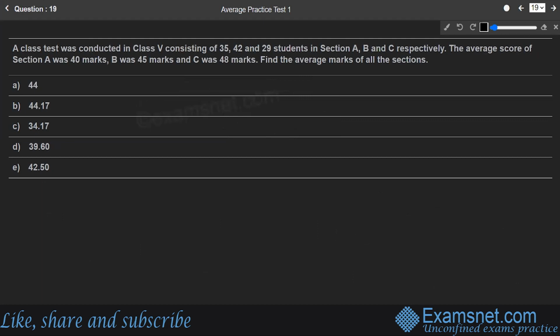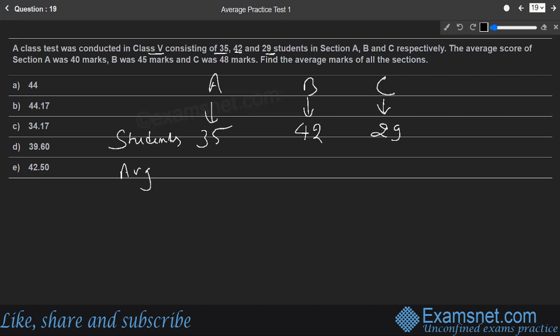In the next one, a class test was conducted in class 5th consisting of 35, 42 and 29 students. In the class test, he is mentioning how many students are there in sections. Let us keep on writing here: A, B and C. A has got 35 students, 42 students in B section, and 29 students in C section. He says the average score of section A was 40, so we can write here 40. Average score of B is 45, average score of C is 48.